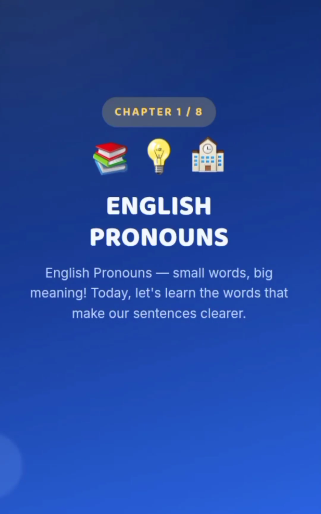English pronouns. Small words, big meaning. Today, let's learn the words that make our sentences clearer.